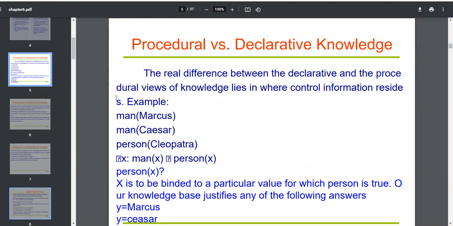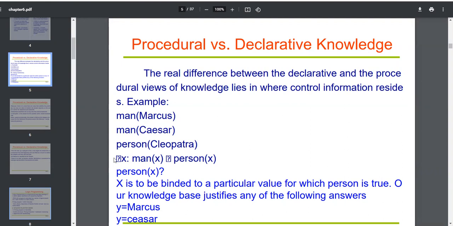You can see over here I have written something. Let us just understand that we have represented the facts in the form of predicates. Prolog we will be discussing when we discuss logic programming, not in the case of procedural or declarative. So forget that. Right now we are just writing facts in the form of predicates. The first fact is Marcus is man, Caesar is man, Cleopatra is person. So they have been written like man Marcus, man Caesar, person Cleopatra.